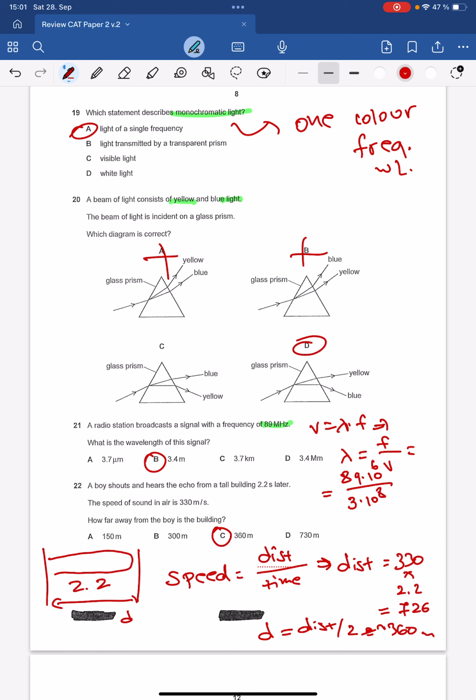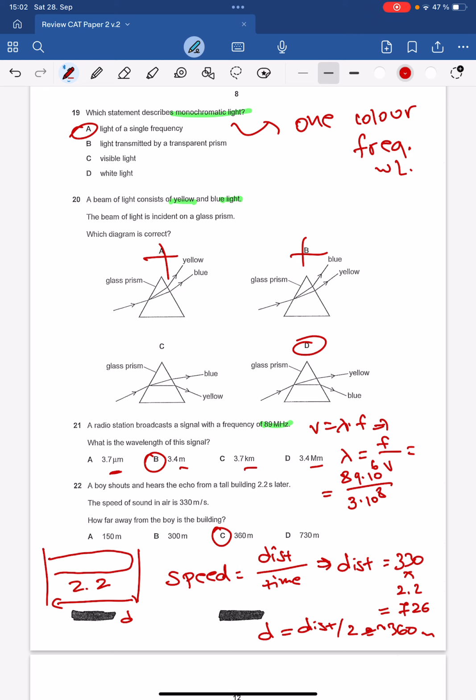21, another one that requires a few calculations. Radio station broadcasts a signal with a frequency of 89 megahertz. What's the wavelength of the signal? Okay, I have options in micrometers, which is 10 to the minus 6 meters. I have options in meters, kilometers, and megameters. We don't see that very often, right? For wavelengths.